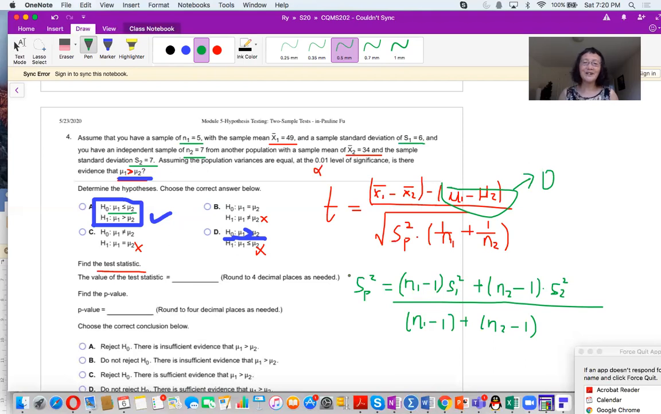Now, you may wonder, is there a calculator method, just punching in the numbers from the given? Yes. So let's do the calculator. How do we get the test statistic from the calculator? Make sure you are at the home page. You start with F3 test, then F2 T test, then F2 for 2 sample.